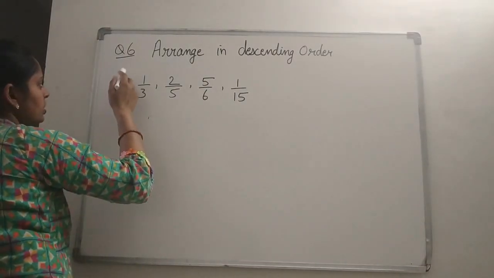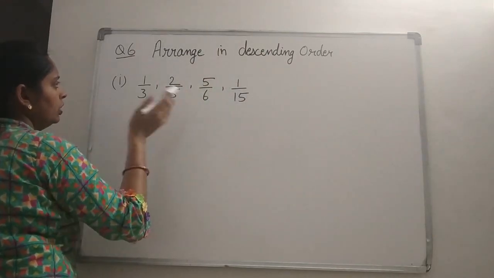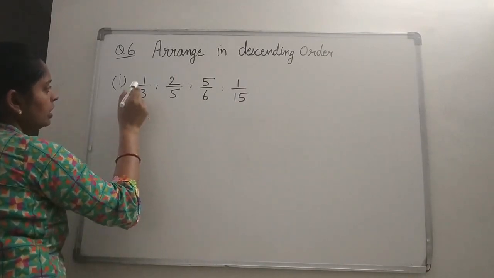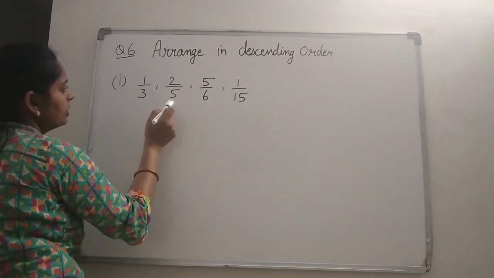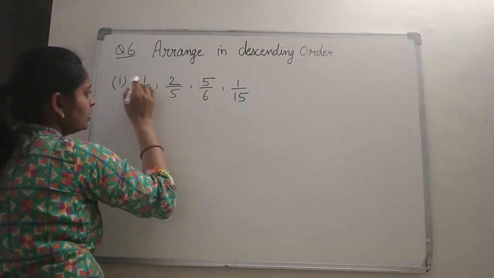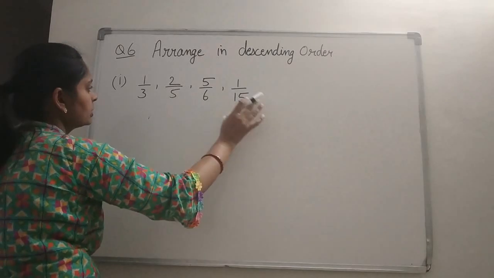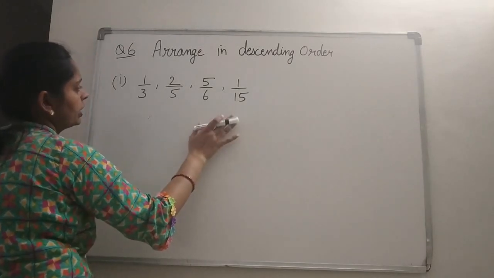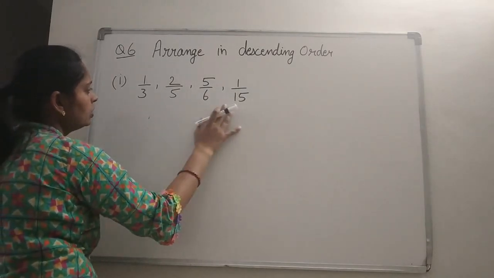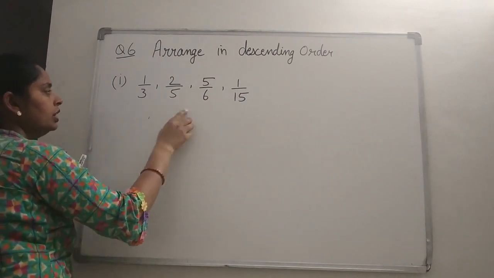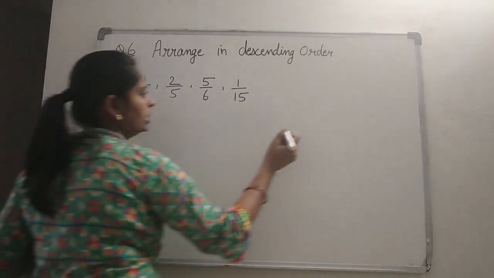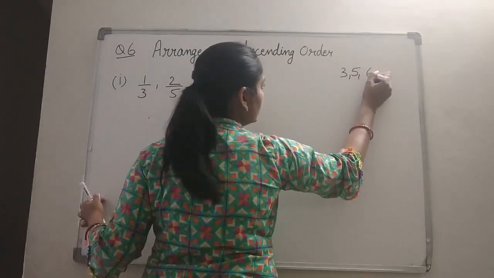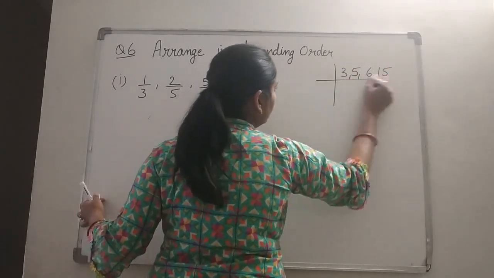Okay. Now next question is arrange in descending order. We have already done with the ascending order. Ascending or descending order is clear to you. But let's see here. Here the fractions what we are having is 1 upon 3, 2 upon 5, 5 upon 6, 1 upon 15. So neither the numerators are same nor the denominators are same. So what method we have to apply? We have to make all the unlike fractions into like fractions by converting the denominator as their LCM. So first we have to find the LCM of the given denominators. So let's find the LCM of 3, 5, 6 and 15. These are the denominators we are having.